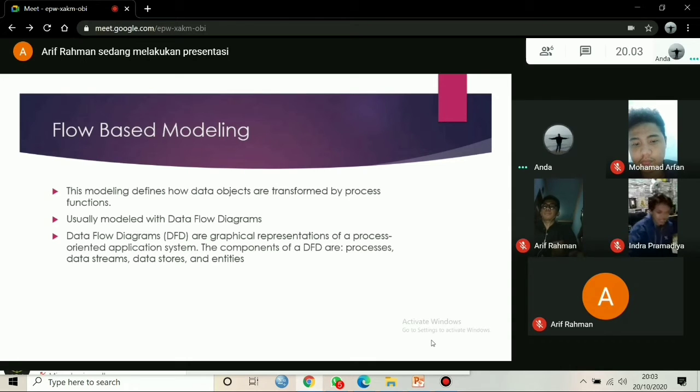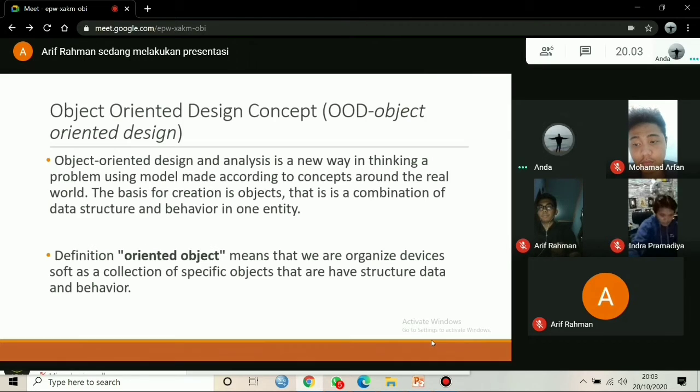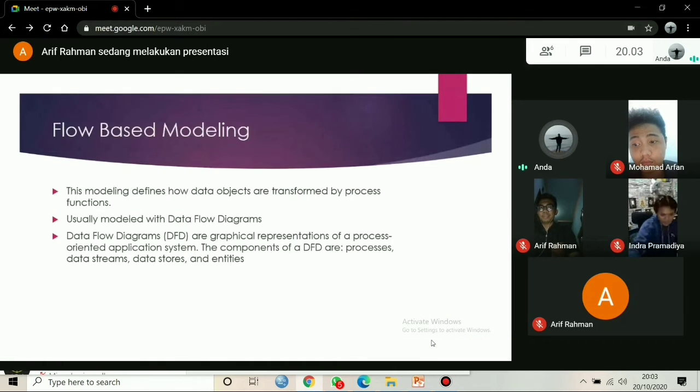Flow-based modeling. This modeling defines how data objects are transformed by a process function, usually modeled with a data flow diagram. Data flow diagrams, DFD, are a graphic representation of a process-oriented application system. The components of DFD are process, data stream, data store, and entities.